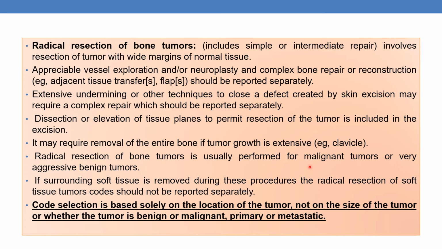Radical resection of bone tumors is usually performed for malignant tumors or very aggressive benign tumors. If surrounding soft tissue is removed during these procedures, the radical resection of soft tissue tumors code should not be reported separately. Code selection is based solely on the location of the tumor. Here there is little difference. The code selection is based solely on the location of the tumor, not on the size of the tumor or whether the tumor is benign or malignant or primary or metastatic. It is solely based on the location of the tumor.